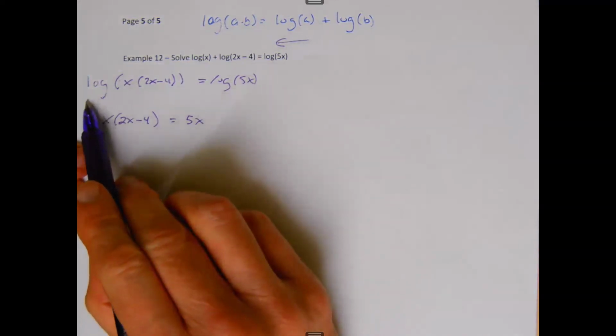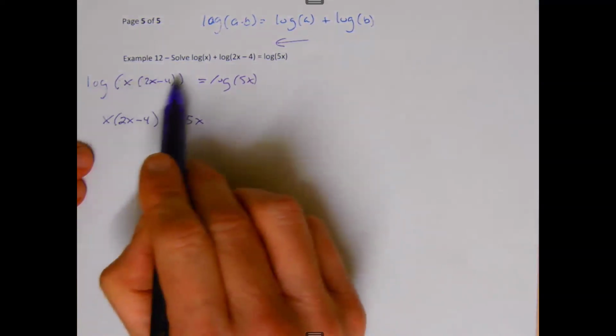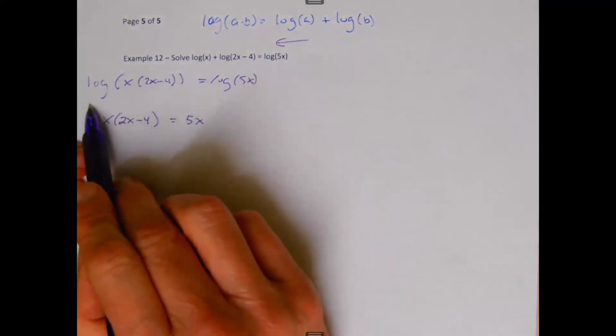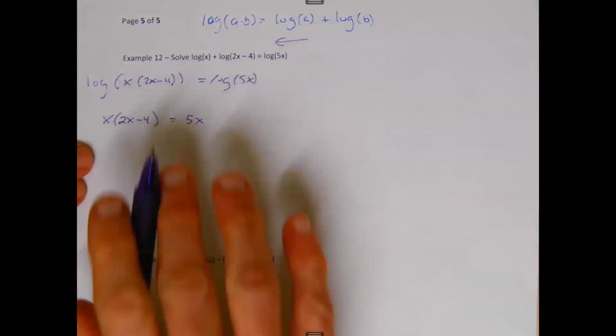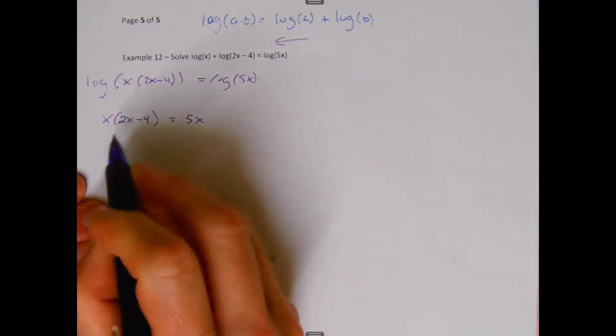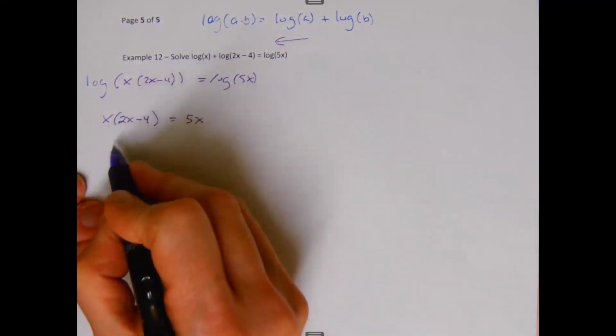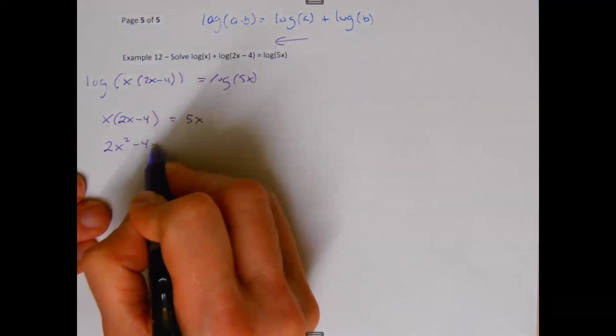Another way of doing this is to raise both sides to the 10th, use this as an exponent of 10, and then use the inverse concept. But this is, I think, simpler for logs. So now I'm going to distribute x here to both sides, and I have to solve this, but what kind of equation did I just create?